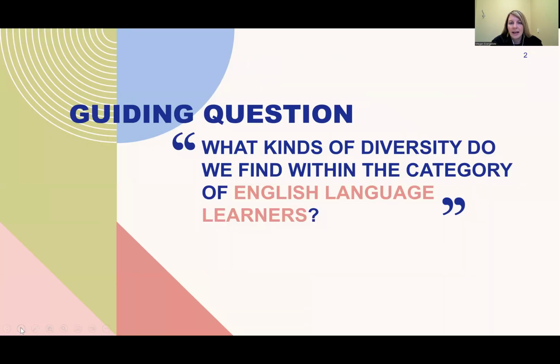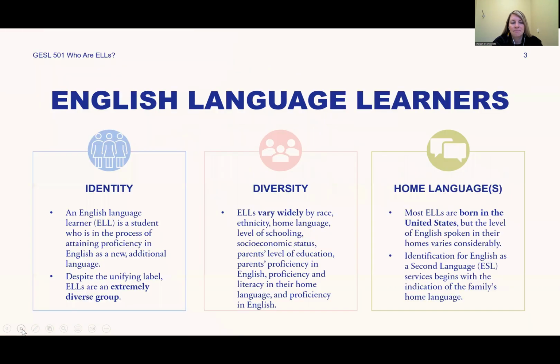We are going to use some guiding questions to review this information and discuss. So our first guiding question today is, what kinds of diversity do we find within the category of English language learners? So English language learners, or ELLs, which is an acronym you'll see used widely, are students who are in the process of attaining proficiency in English as a new or additional language.